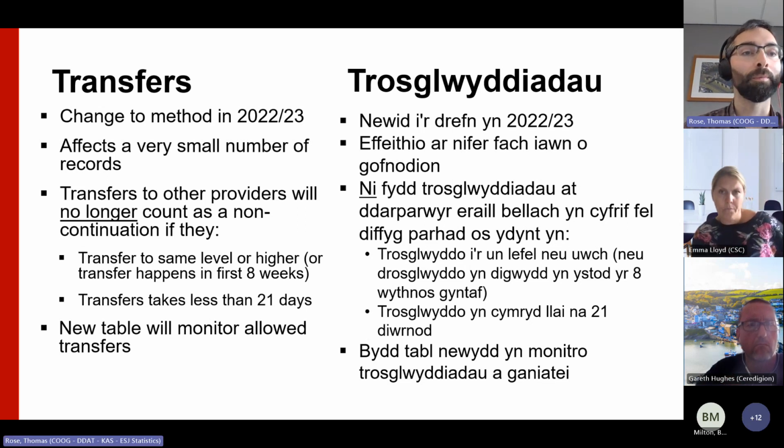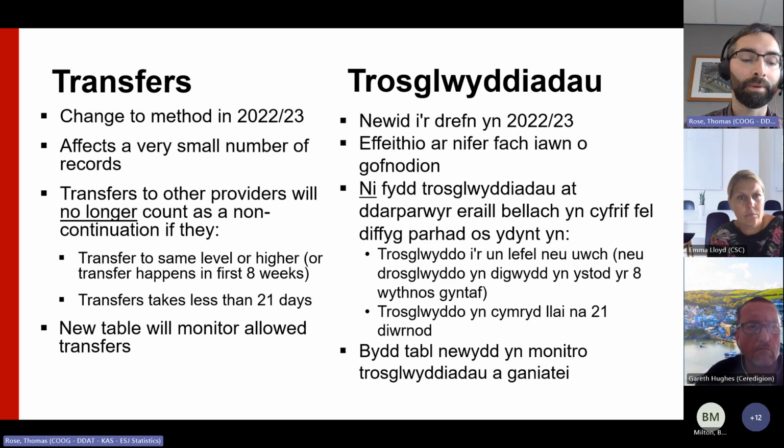This is a small note, so we're making a change in this year to transfers. It's a very small change. It's like a fraction of a percentage point in the measures. But previously, we treated all transfers as a non-continuation. This year, we're going to be changing that a little bit.